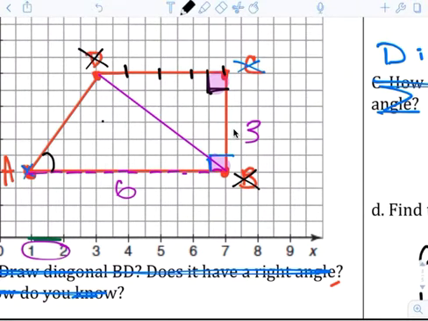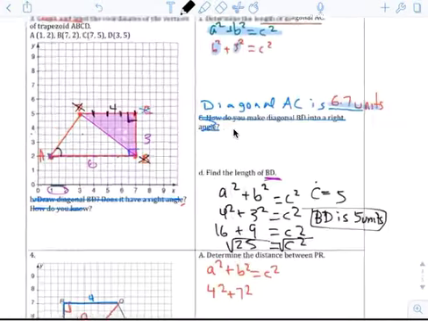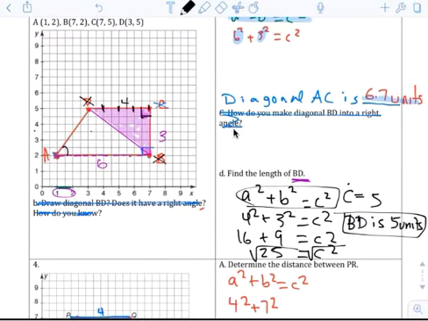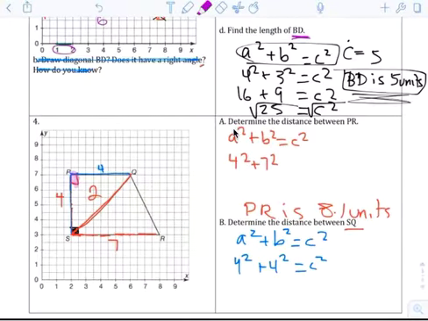Okay? So you're going to look at this triangle right here because it has a right angle. And you do 1, 2, 3, 4. You do a squared plus b squared equals c squared. And then you get your answer like that. Okay? Same thing with these. Look for the right angle. Plug into a squared plus b squared equals c squared, okay? And that would be it.